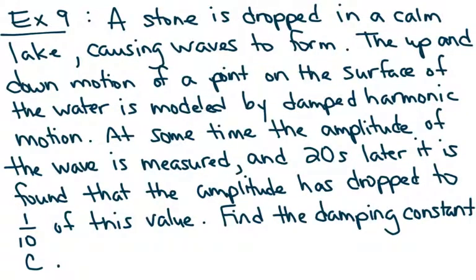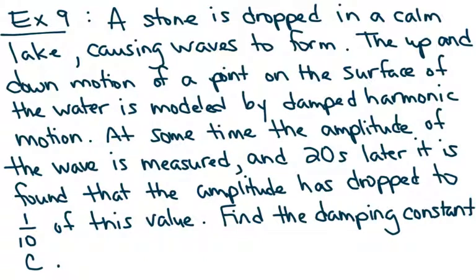In example 9, a stone is dropped in a calm lake, causing waves to form. The up and down motion of a point on the surface of the water is modeled by damped harmonic motion. At some time, the amplitude of the wave is measured, and 20 seconds later, it is found that the amplitude has dropped to 1/10 of this value. Find the damping constant C.